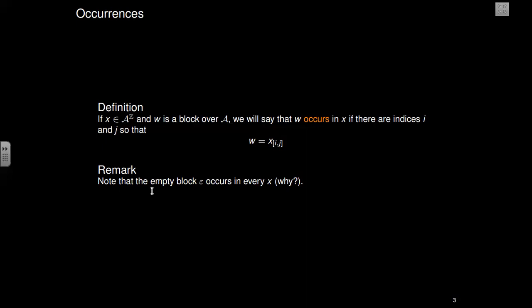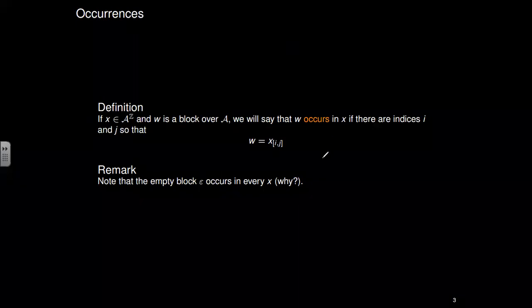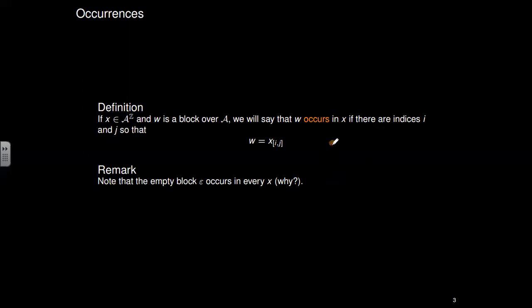And a remark, note that the empty block epsilon occurs in every point in a full shift. Why? What is the reason of that? Let's suppose you consider it in this form. The index of the first should be bigger than the second. So here you produce, or any other indices such that i is strictly bigger than j, so you can produce epsilon, the empty word.